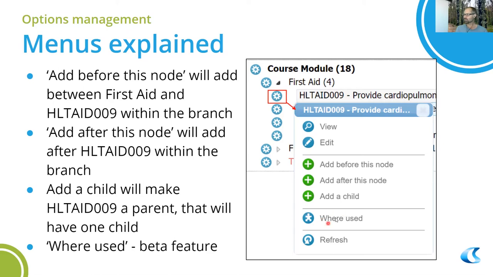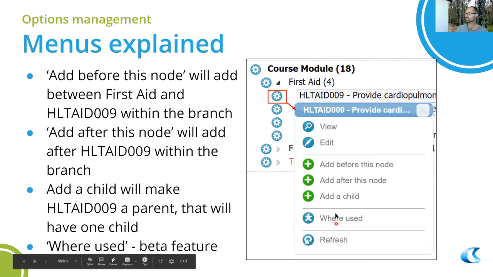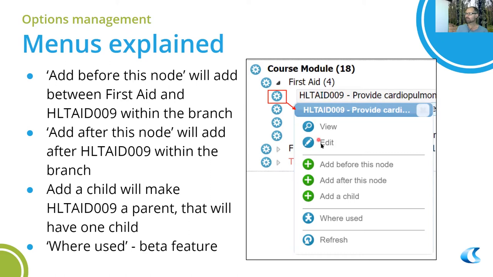And then the where used function, that's a beta feature. It's not applicable to all options. I don't think it's applicable to course modules. I think it's just applicable to roles. And it seems to work actually only within the list view, not the tree view. So I think that's still a beta function that we're still working on. But you have also the ability to actually edit the content that's contained in the 009 by clicking on edit, or just viewing it if your permissions only give you view access.